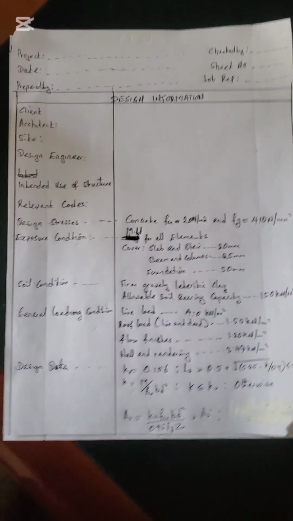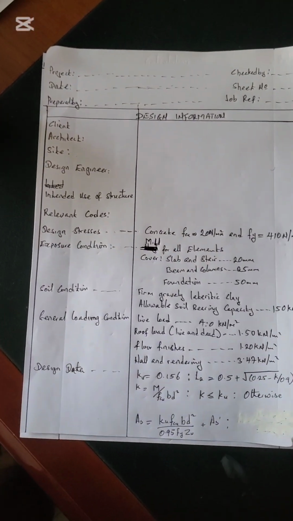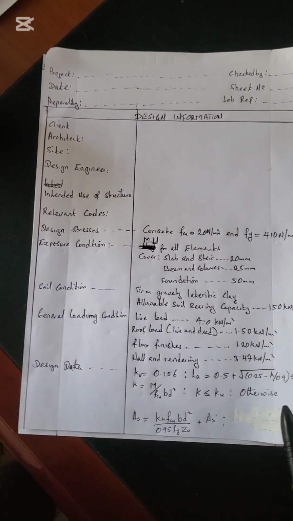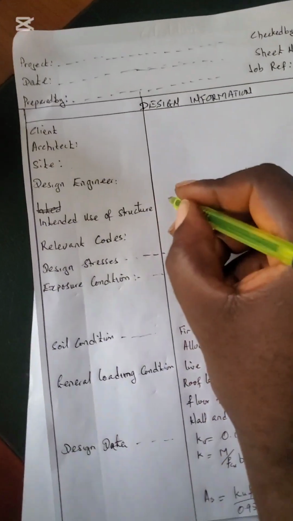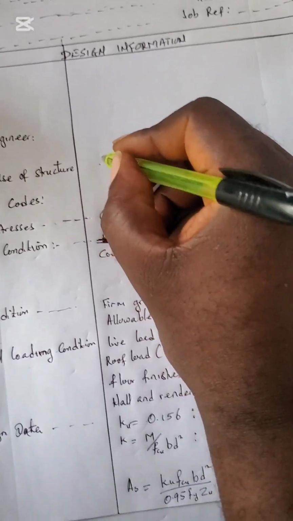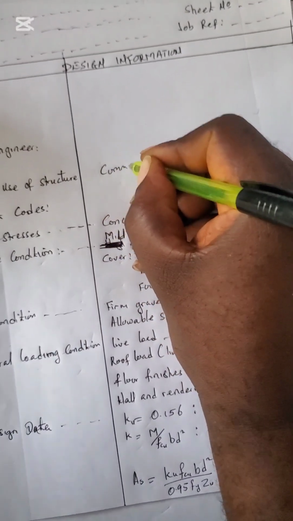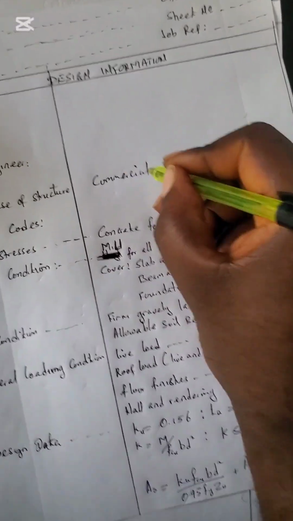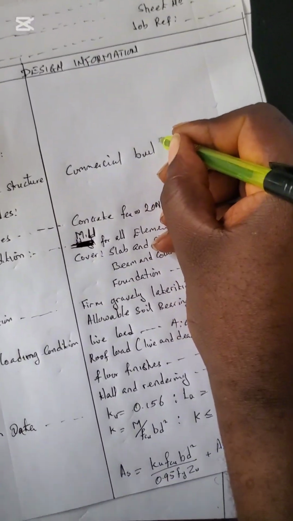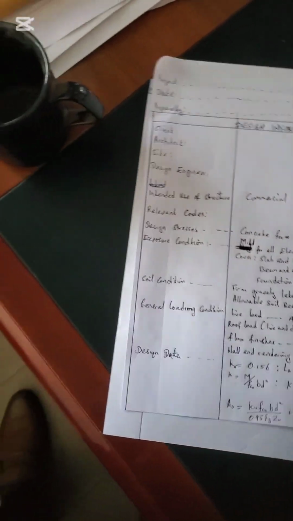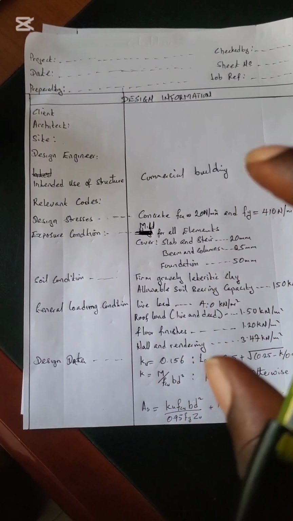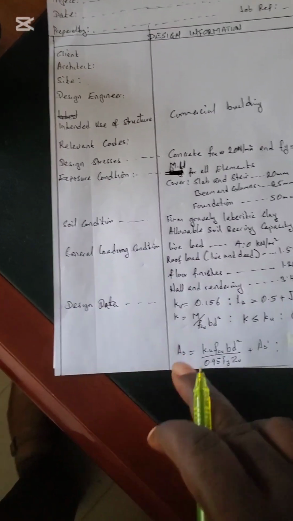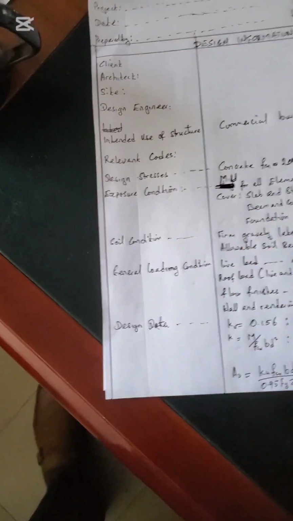Like in this design, since we are going to be making use of lecture hall and offices, it is for a commercial use. You call it commercial building. So that when the supervising engineer comes to the site, he will know the reason or the purpose of the use of the structure. Then the relevant codes.